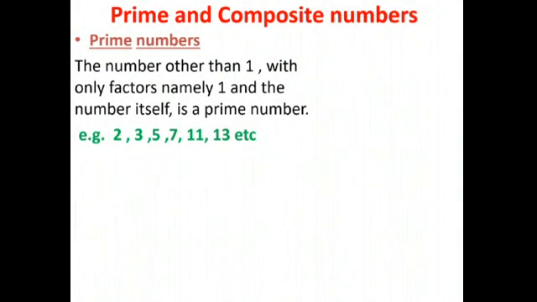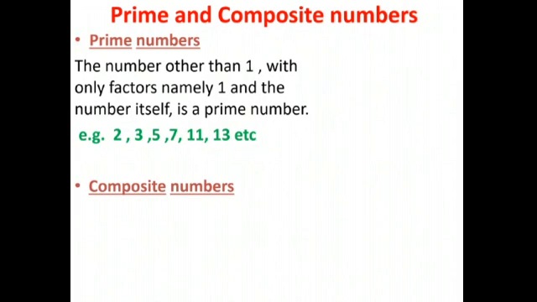Here 2 is having factors 1 and 2 only. 3 is having factors 1 and 3. 5 is having factors 1 and 5. 7 is having factors 1 and 7. 11 is having factors 1 and 11. 13 is having factors 1 and 13. Okay, so these all are prime numbers.